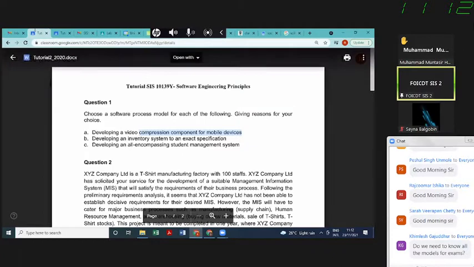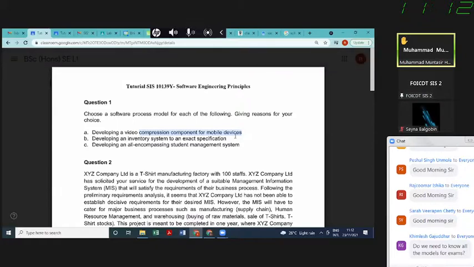I don't know if it's good, but I would use the reuse model, because I think for software like this it's a loop. Every time we need to compress the next video, we'll use the same code to compress a video. And we have code on the internet that already does this compressing.